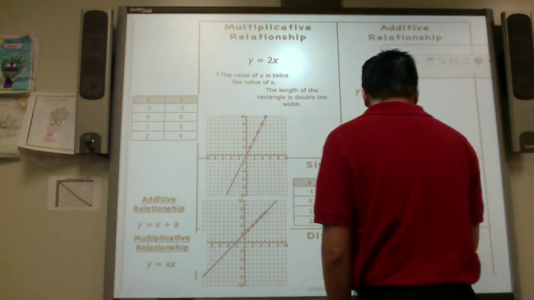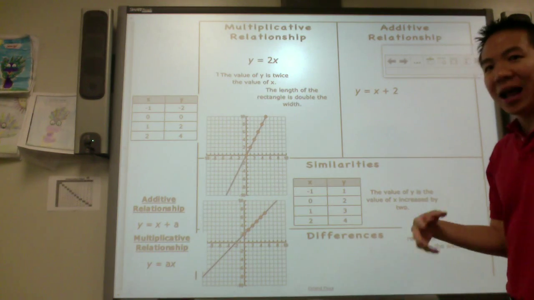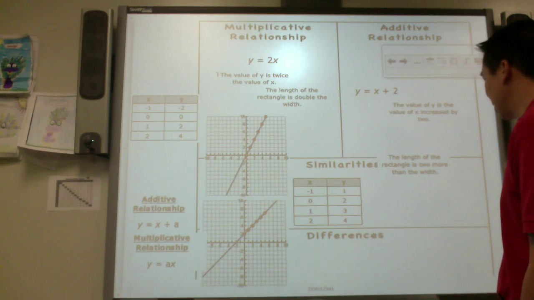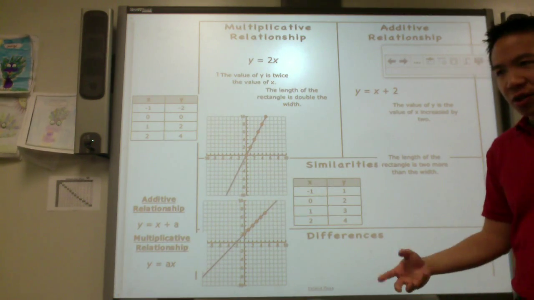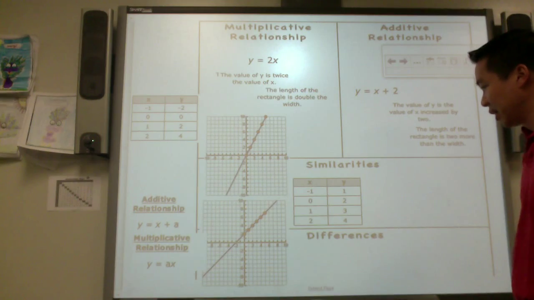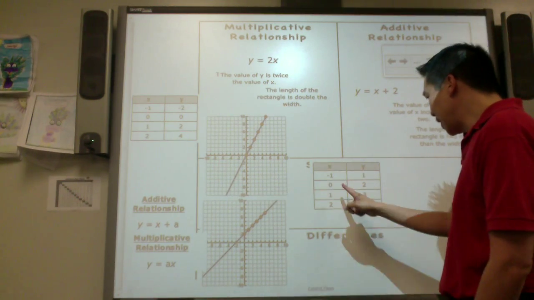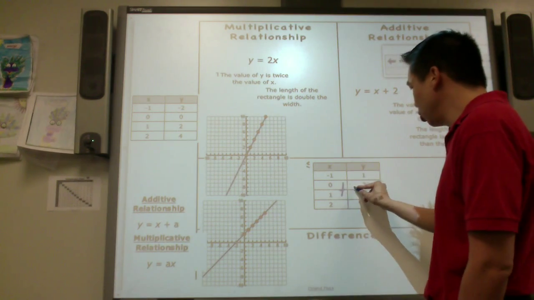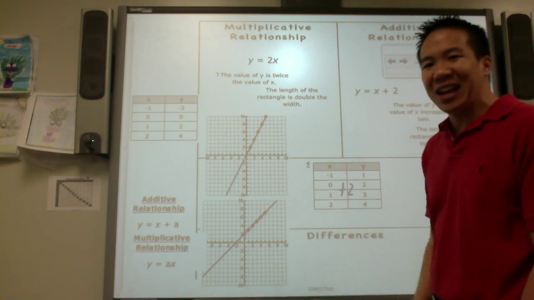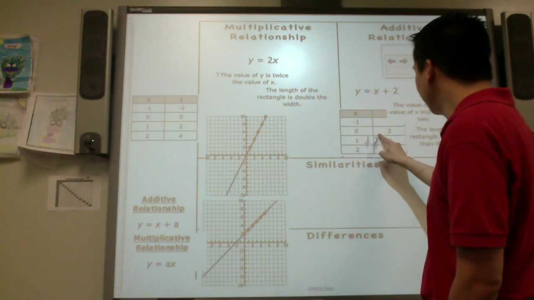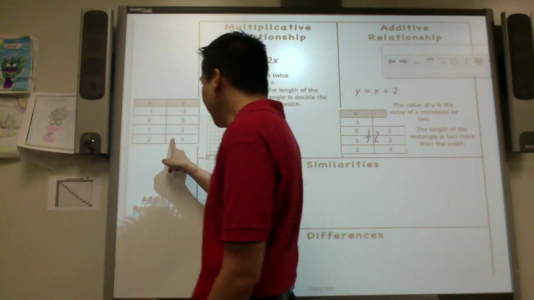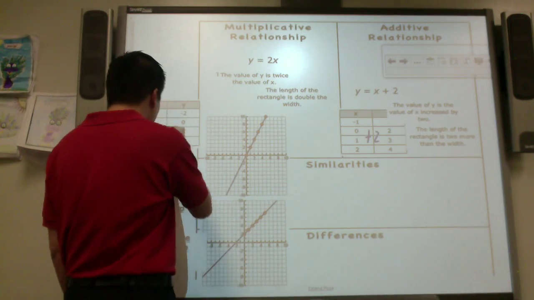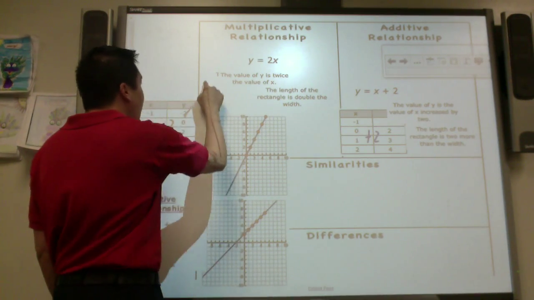The value of y is the value of x increased by 2. You're adding 2. The length of the rectangle is 2 more than, 2 extra, so it must be additive. All right, in this one, how do you turn a 0 to a 2, a 1 to a 3, a 2 to 4? You're adding 2 to the input of x. So that's additive. In this one, how do you turn a 0 to a 0, 1 to a 2, 2 to 4? You're multiplying by 2, so that must be multiplicative.